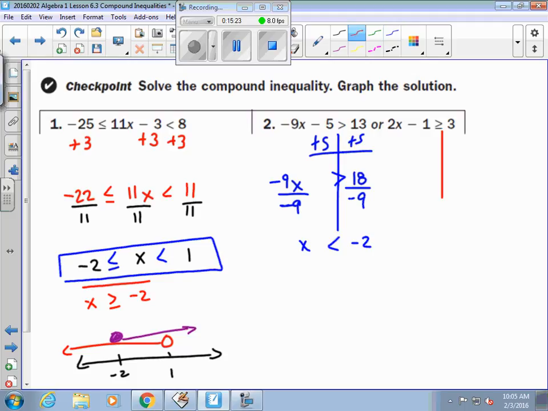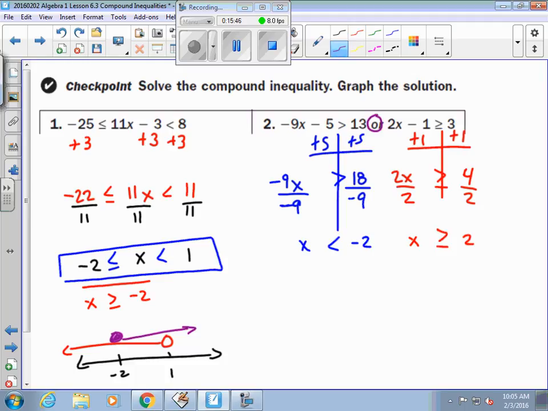This one we're going to do the same thing. Add 1. 2x is greater than or equal to 4. Again, we didn't reverse it there because all we did was add 1. Then divide by 2. Do it here. 4 divided by 2 is 2. Reverse this one or leave it? Leave it. All we did was divide, but by a positive number. Greater than or equal to.